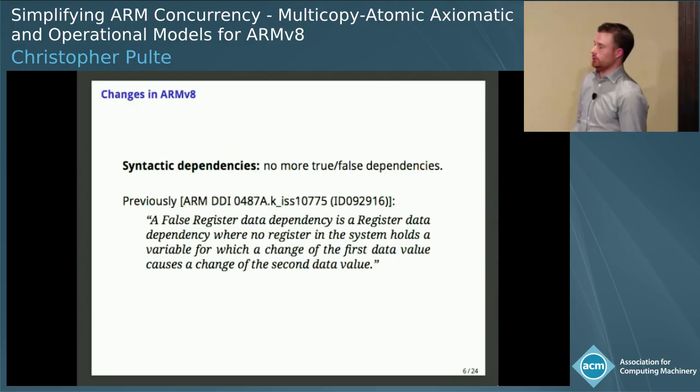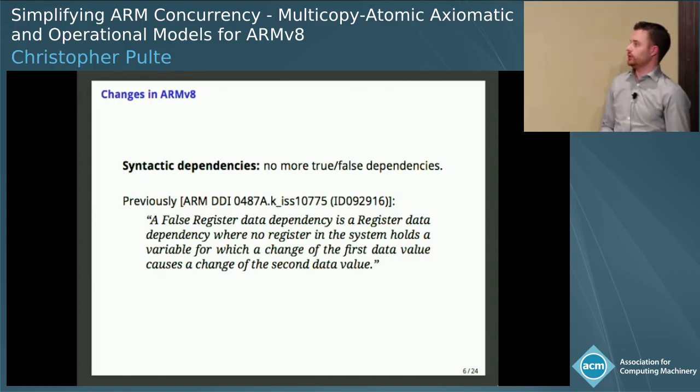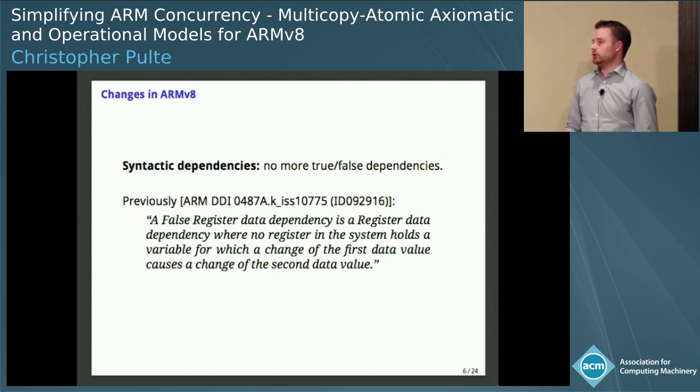Another big change is in the definition of dependencies, where the architecture was previously introducing a notion of true and false dependencies using text like the one I'm quoting here, and requiring processors to only preserve true dependencies. And this has been changed now. The architecture doesn't make this distinction anymore.